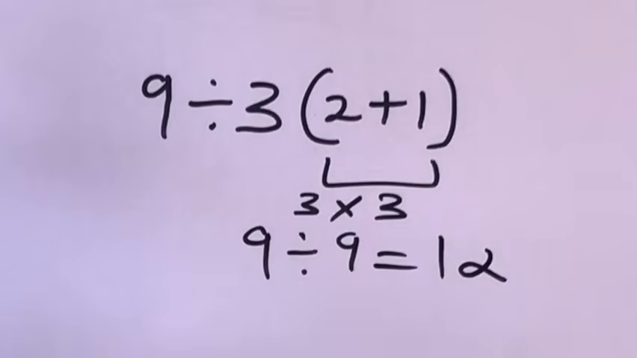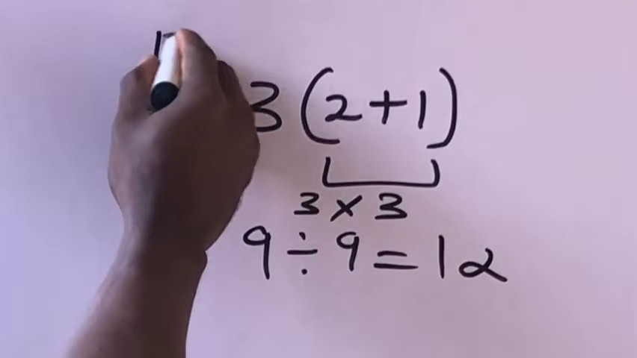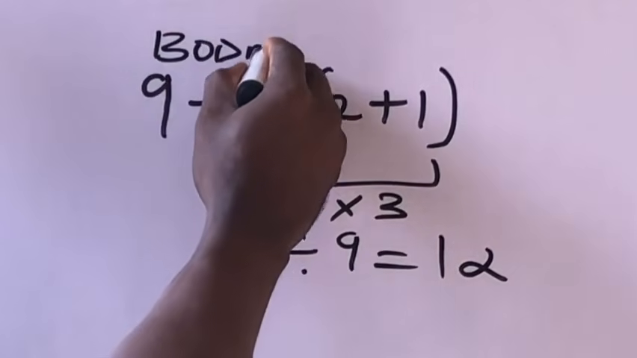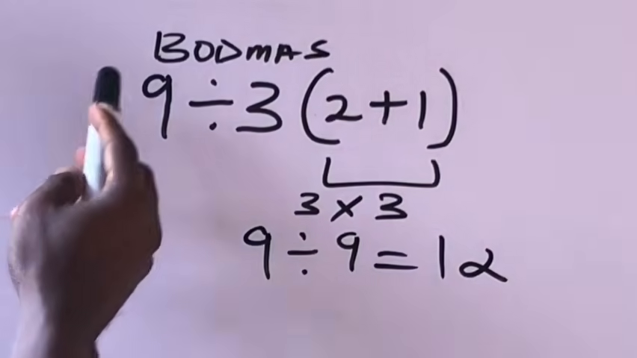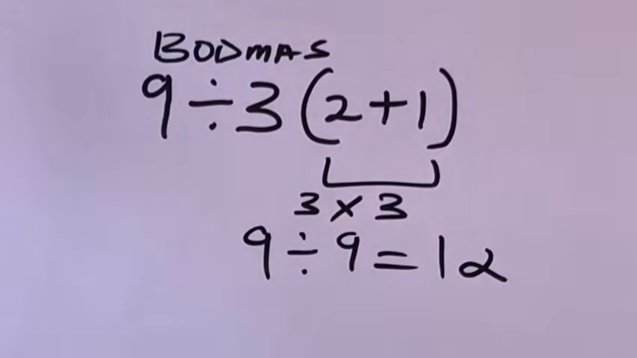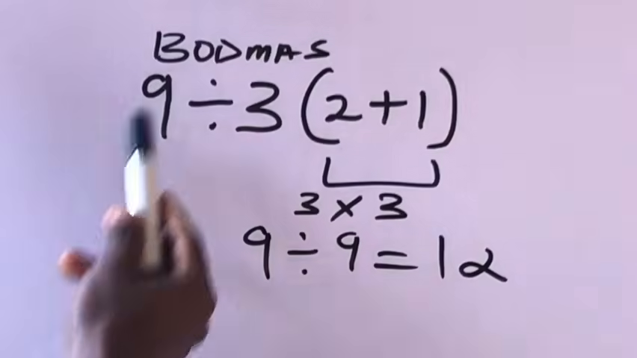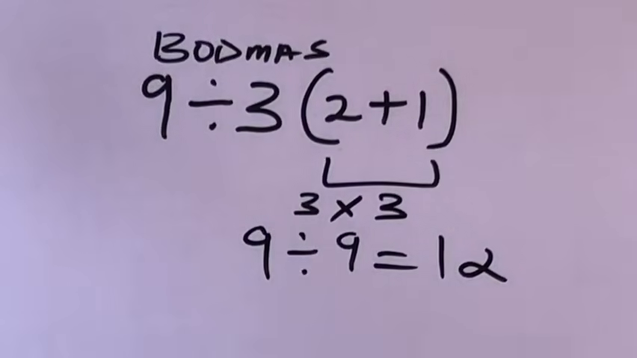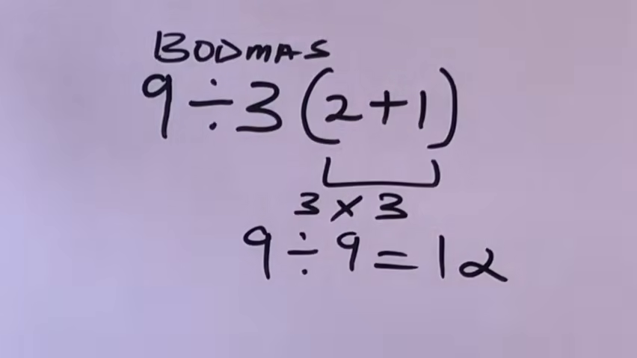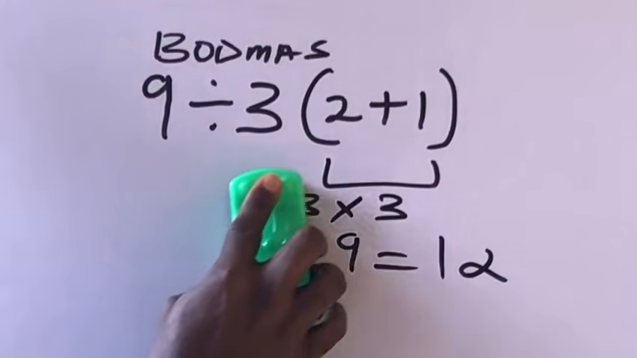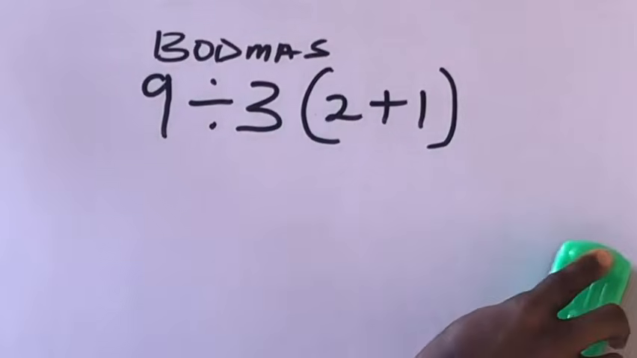According to our order of operations, we have to first of all solve what is inside the bracket. Bracket is also known as parentheses. Then followed by division, then multiplication, addition, and S stands for what? Subtraction. So if we follow our order of operations, our answer is going to look like this.